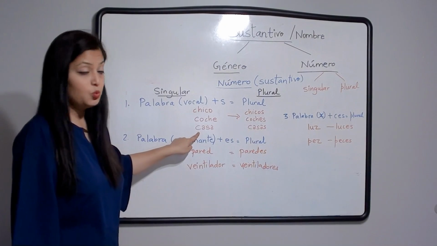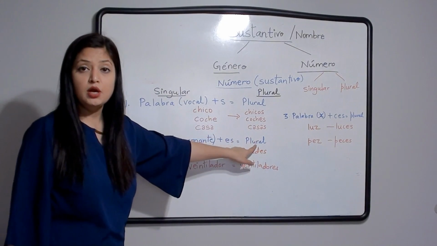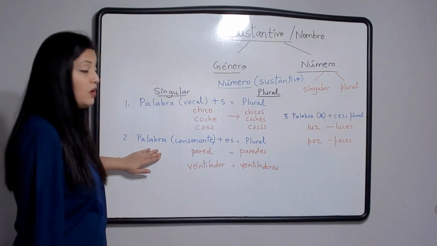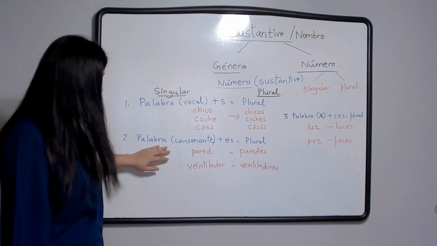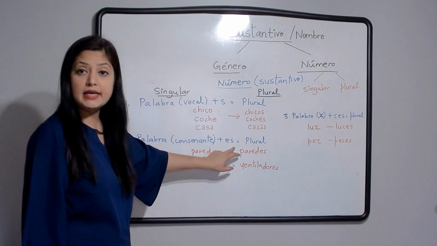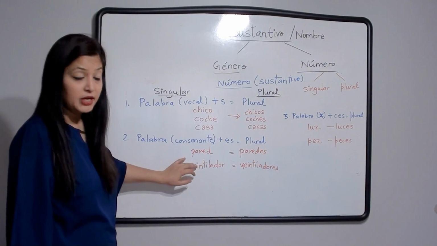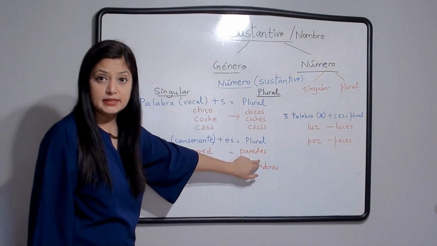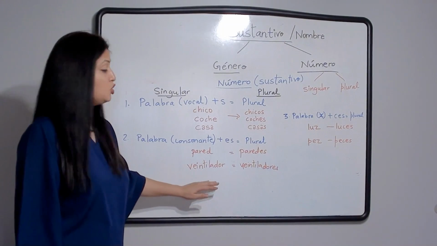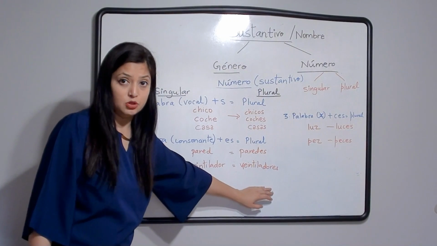Casa, which is house. We did that in the last video too. So casa, to make it plural, we add S and becomes casas. So if a palabra ends in a consonante, to make it plural, we add ES. So pared, which is wall, to make it plural, we make paredes. Ventilador, which is a fan, to make it plural, we add ES and it becomes ventiladores.